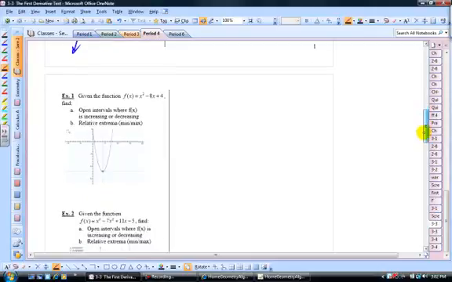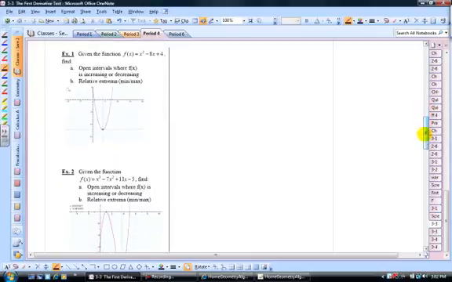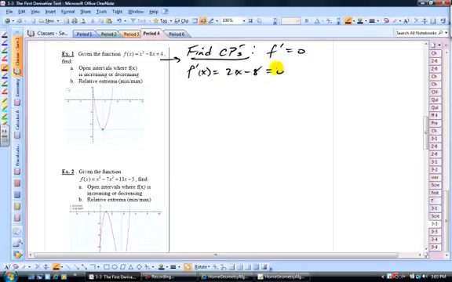So what we're going to have to do on all these problems is take a derivative and find the critical points first, and do what's called a first derivative sign analysis to determine on what intervals the function is increasing or decreasing, and then from that, what the relative extrema are. So the first thing you do is find critical points, and that's when you set the first derivative equal to 0. So let's get F prime, and that's going to be equal to 2x minus 8. You set that equal to 0, and you solve that, you're going to get x equals 4. And that's a critical point of the function.